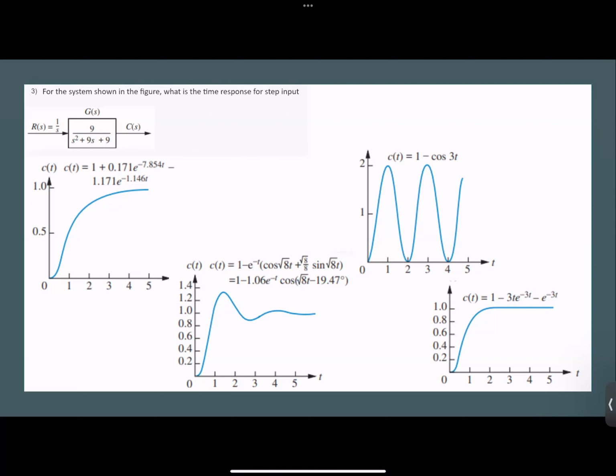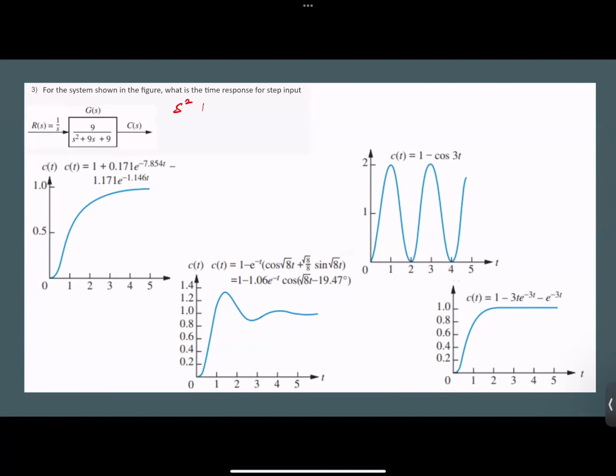Take the denominator and try to equate it to the typical second order equation. What is a typical second order equation? S square plus 2 eta omega n s plus omega n square equal to 0. Correct? Now tell me what's omega n? It is 3. What is eta? 1.5. So eta greater than 1 is overdamped. So which would be the graph? It would be this. But to get the exact equation, we will try doing this today. Okay.